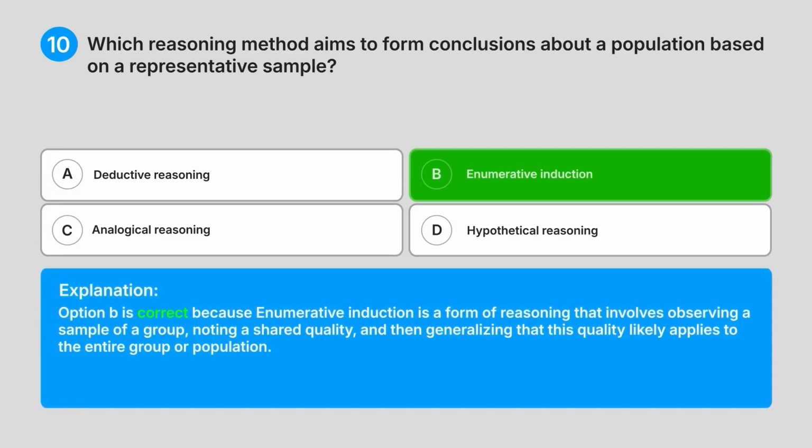Explanation. Option B is correct because enumerative induction is a form of reasoning that involves observing a sample of a group, noting a shared quality, and then generalizing that this quality likely applies to the entire group or population.